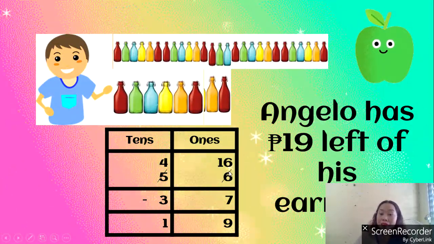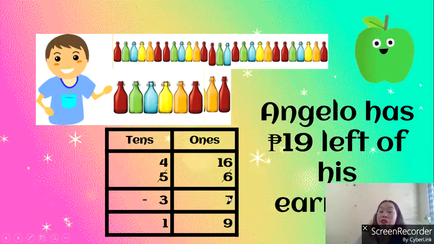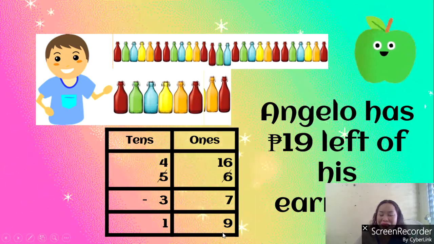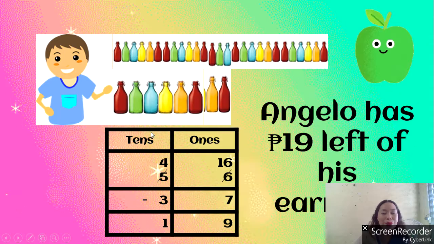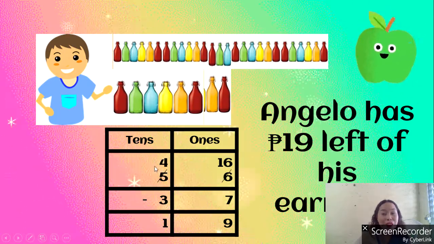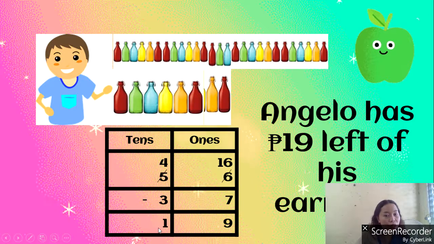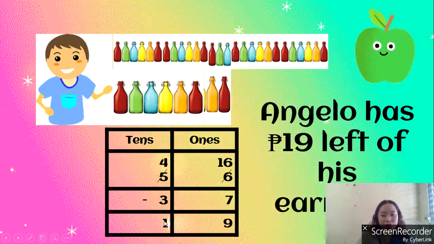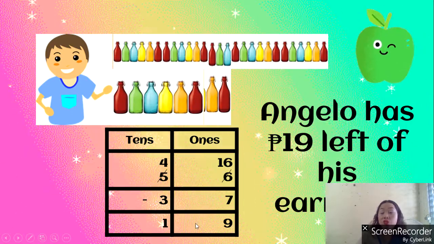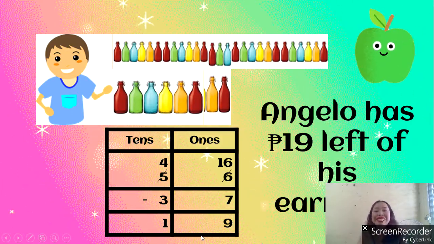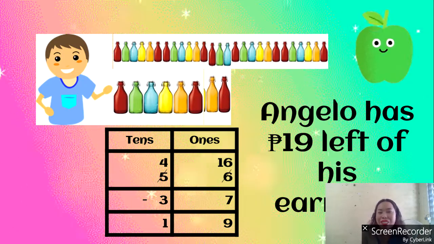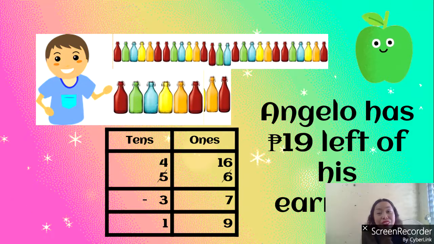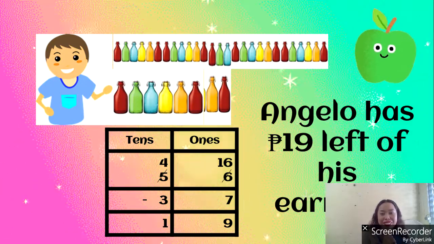Alright. 16 ones minus 7 ones equals 9. Alright. So, dahil si tens, binawasan natin dito ng 10, si 5 tenths, naging 4 tenths na lang. So 4/10 minus 3/10 equals 1/10. That explains the answer 19. So Angelo has 19 pesos left of his earnings. So 56 minus 37 equals 19. Okay?